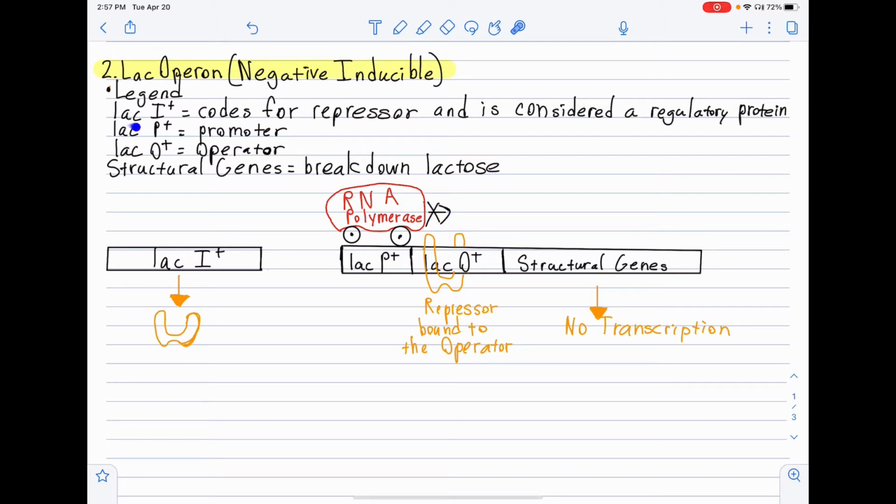This is our legend. Lac I plus codes for a repressor. Lac P plus is where the promoter is, and that's where RNA polymerase will join and transcribe genes. And Lac O plus is where the operator is, and it's the off and on switch for transcription.